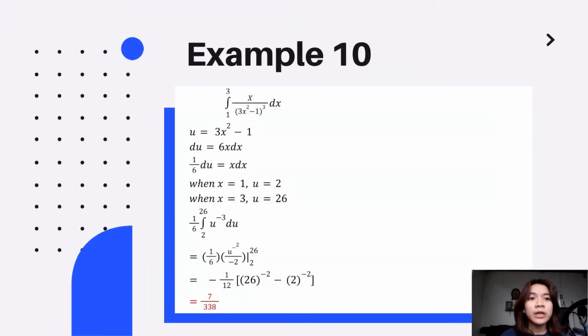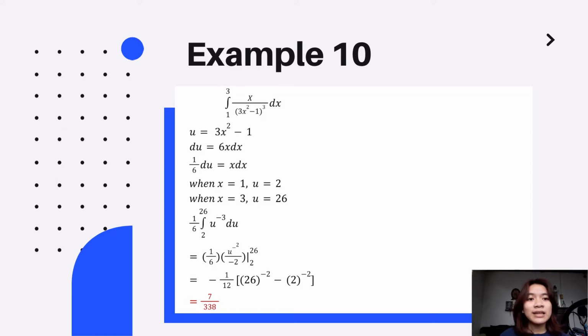For the fourth example, we have the integral of x over (3x squared minus 1) cubed dx between 1 and 3. Apply the substitution rule: u is equal to 3x squared minus 1. Then du is equal to 6x dx. Simplify, it will be 1/6 du is equal to x dx.